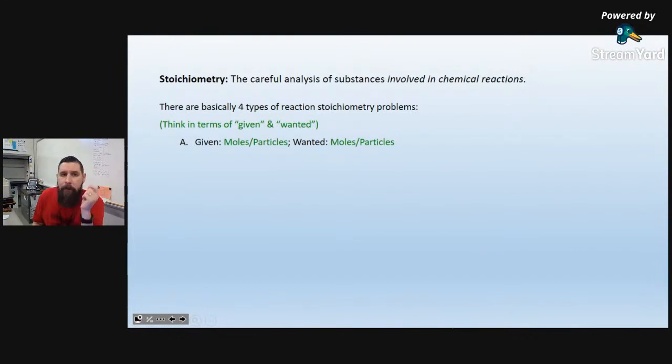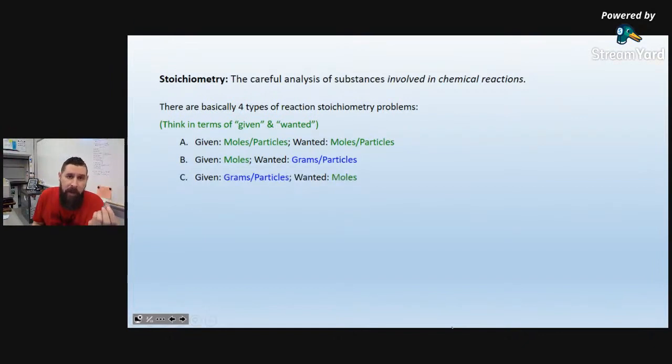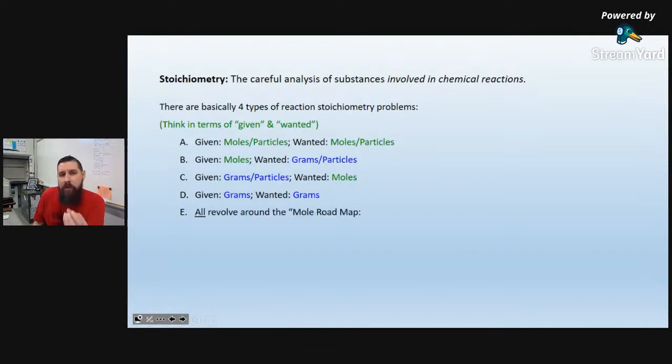The first of these is when you're given moles and you're wanting moles, or they start you with particles and you're wanting particles. Second type is when you start out with moles and they're asking you to calculate grams or particles. Third type is they're going to start you out with grams or particles and they're going to ask you to calculate a certain amount of moles. The fourth type is when they start you with grams of one substance and ask for grams of the other substance. And all of these four types of problems revolve around this thing called the mole roadmap.